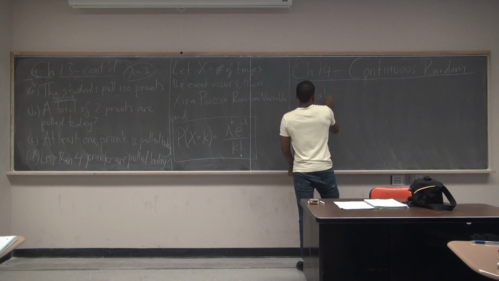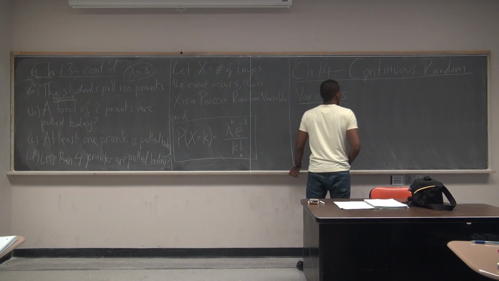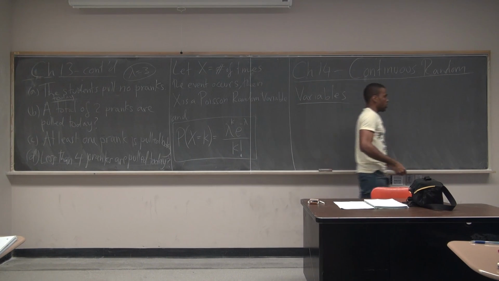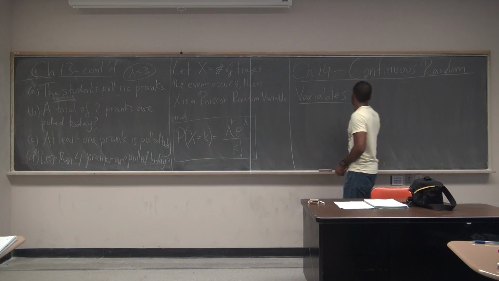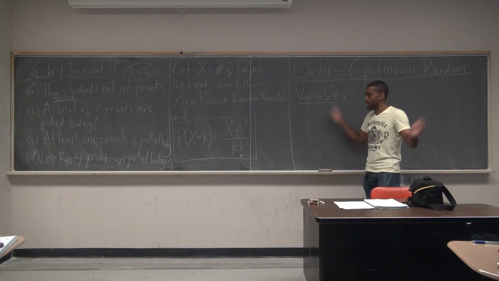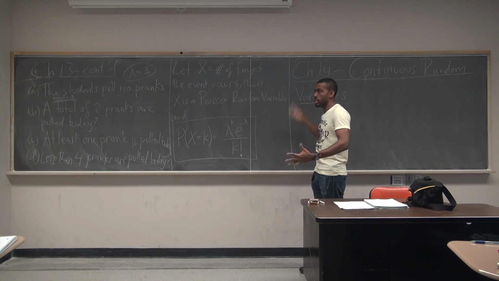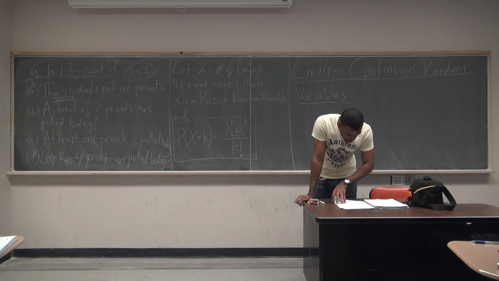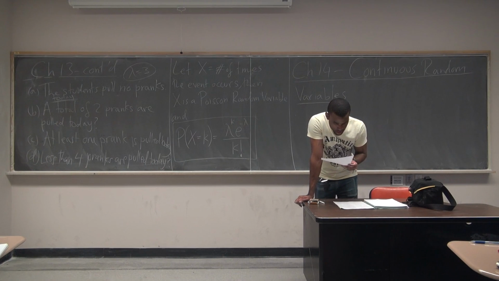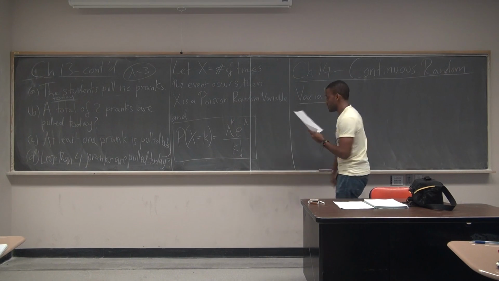Continuous random variables. So the difference between continuous and discrete: remember, with discrete you could only pick certain isolated values. Continuous means you can pick any value in the interval that you want. It's kind of like the real numbers versus the integers. So you can have infinite possibilities in any interval you want. Let's talk about that.